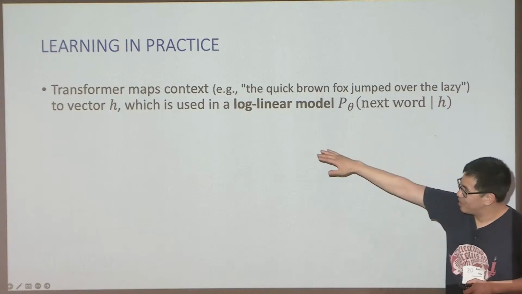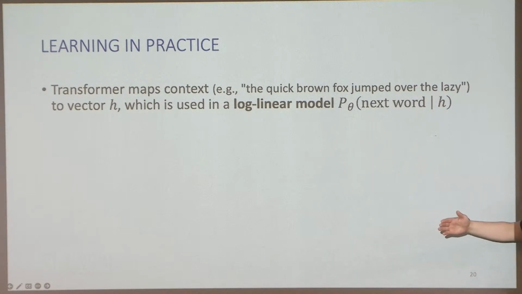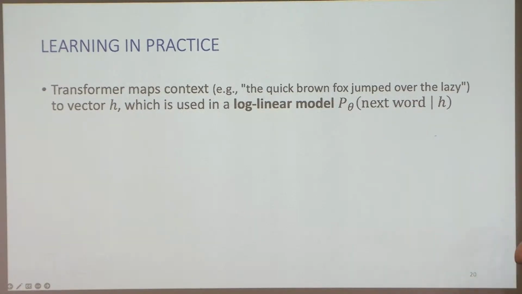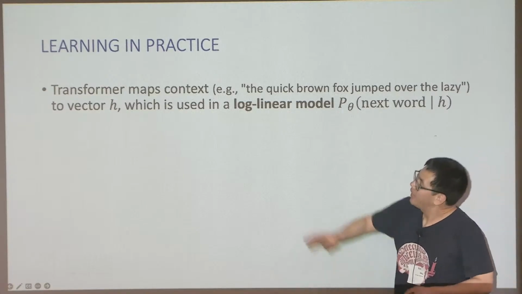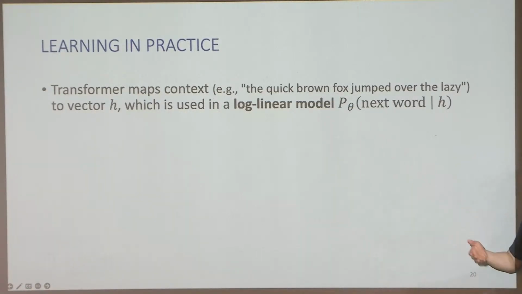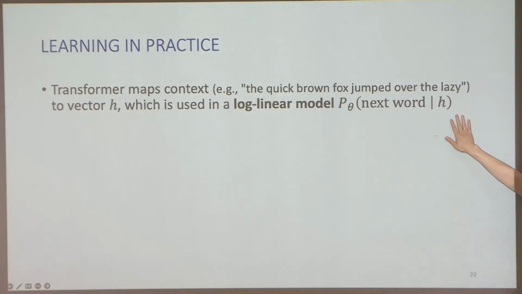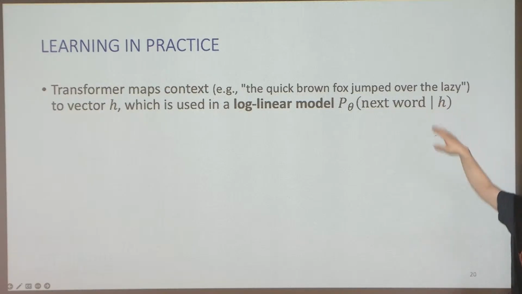So basically a transformer is going to map your entire context to some vector. Maybe this is the context: quick brown fox jumped over the lazy. That's transformed into some vector through the transformer. Maybe I said that the transformer gives you a sequence of vectors. Maybe you just take the rightmost vector at the end of the day, and that's the vector H in this case. And then that gets passed as the input to what's called a log linear model. This is something from statistics, a model for predicting discrete outcomes as a function of some vector. This is a very classical thing from statistics.